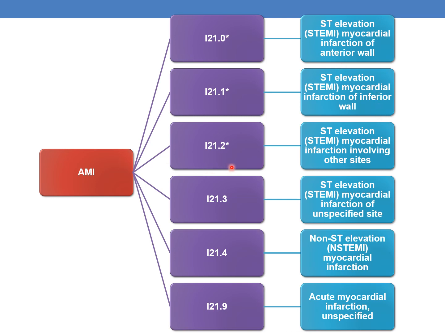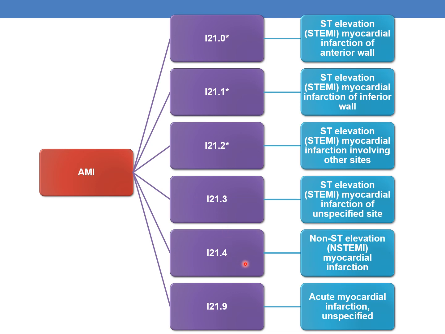Next is I21.2. It deals with ST elevation myocardial infarction involving other sites. And I21.3, this is a final code. It deals with ST elevation myocardial infarction of unspecified site. Whenever STEMI is documented and the site is not specified, you need to code I21.3.